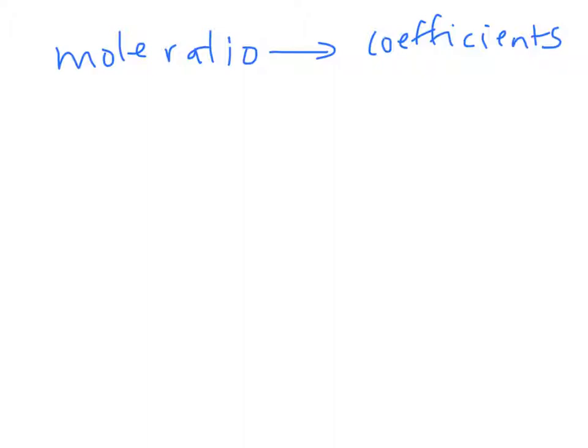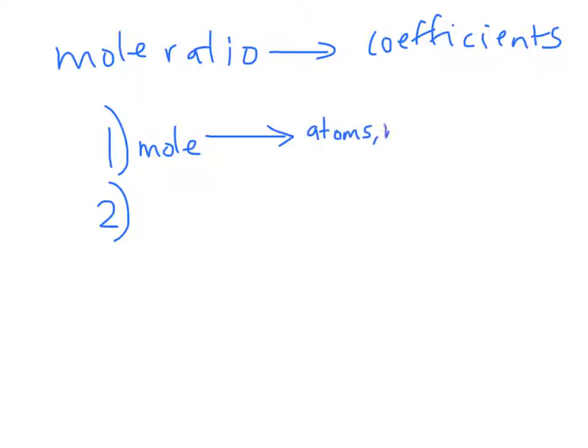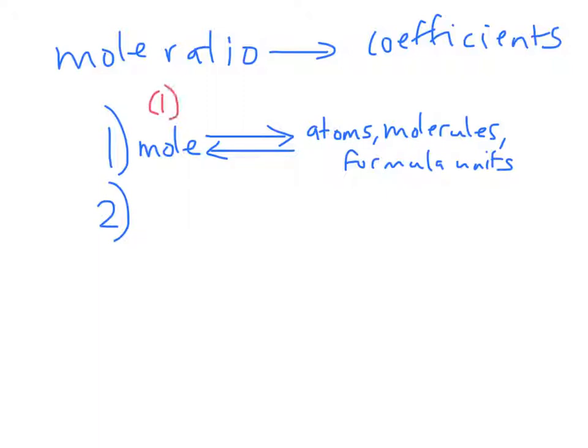Along with this mole ratio, we know that there are two other conversion factors that we have learned how to do in dimensional analysis. The first one was going from moles of something to things like atoms, molecules, and formula units, and back. And if you remember, whenever we're using this conversion factor, we always put a 1 next to mole, and we always put Avogadro's number next to the word atom, molecule, or formula unit.